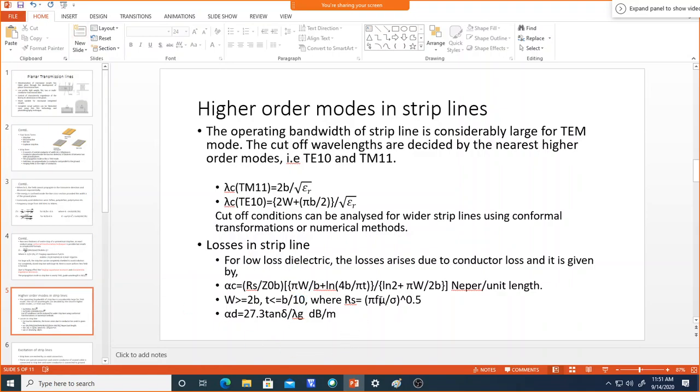Okay, so we'll stop here and continue with the other forms of lines. Slightly, the excitation of the strip line is remaining, so we'll do that in the next class. Okay, I'll stop.